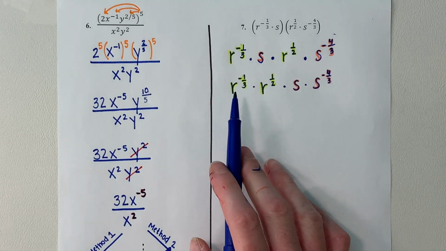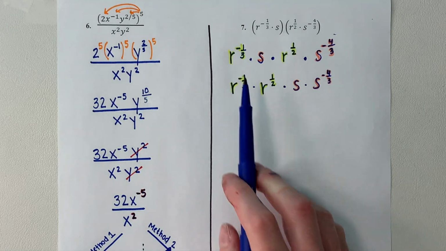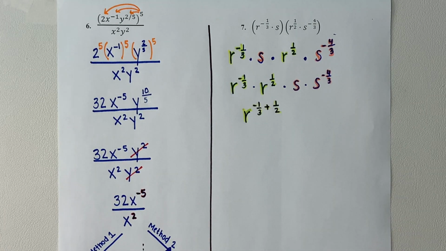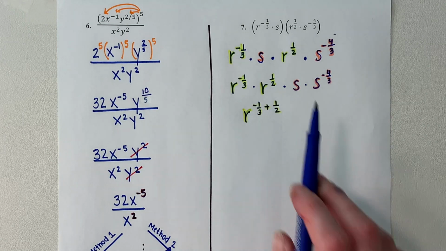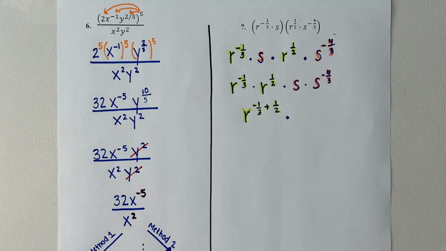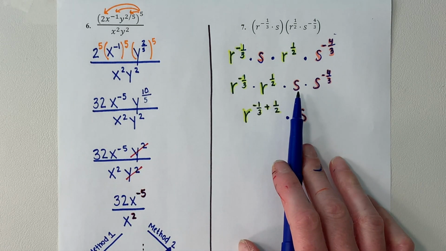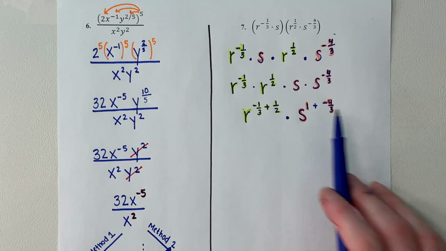When we multiply two quantities with the same base, we keep the base, which is r in this case, and we add the exponents. So I've added the exponent negative 1/3 to the exponent 1/2. Let's do the same with the s's. Again, when we multiply two quantities with the same base, we keep the base, which is s in this case, and we add the exponents. The implied exponent here is a 1, so we'll take 1, and then we'll add this exponent negative 4/3.